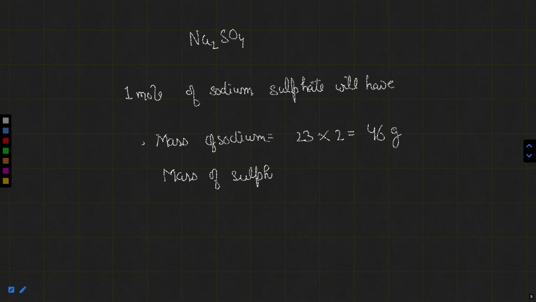So 32, because only one sulfur atom is present. So 32 into 1, that is 32 grams. Next is the mass of oxygen. So 4 moles of oxygen are present in 1 mole of Na2SO4. 1 mole has a mass of 16. So 16 into 4, that is 64.